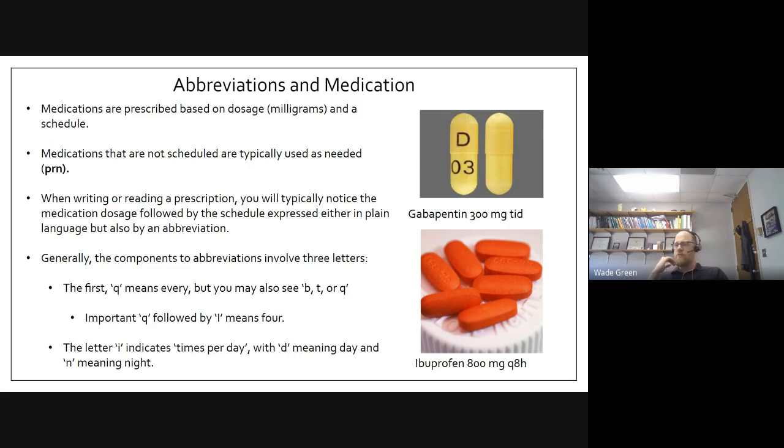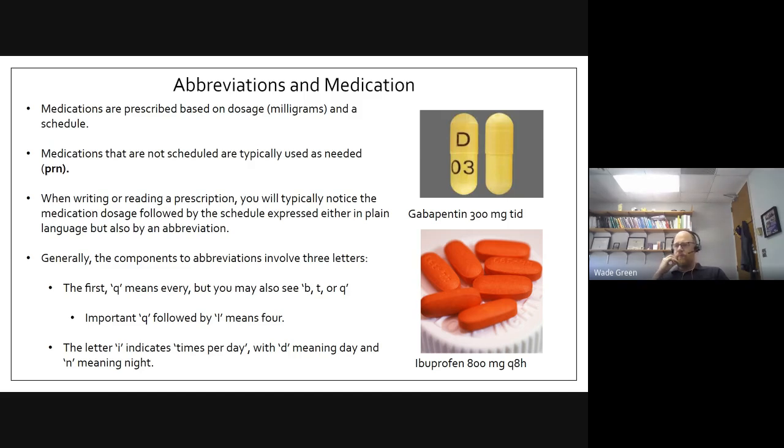Generally, you'll see things like Q. The first letter Q means every. But you might also see B, T, or Q. So B meaning two, T meaning three. For some reason it capitalized this, but generally these are lowercase. If you see Q followed by I, that means four. So Q followed by I means four.